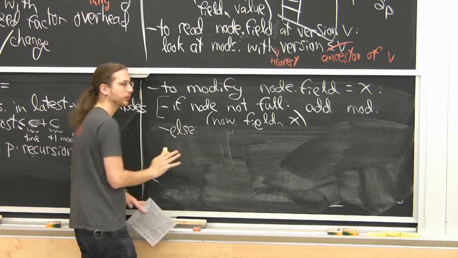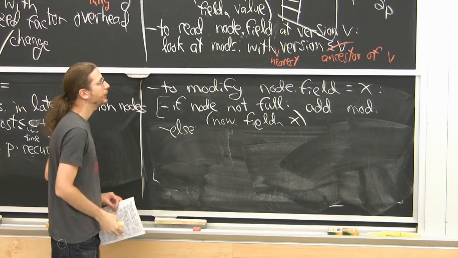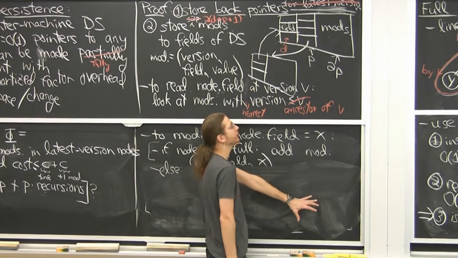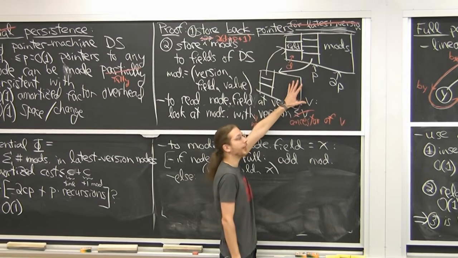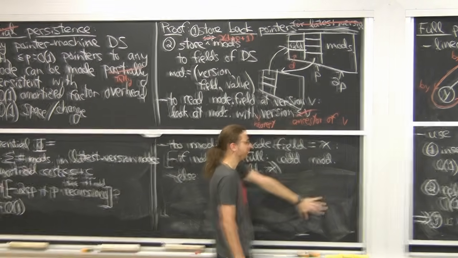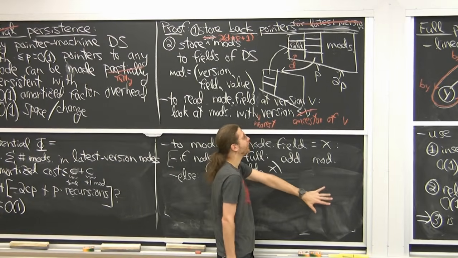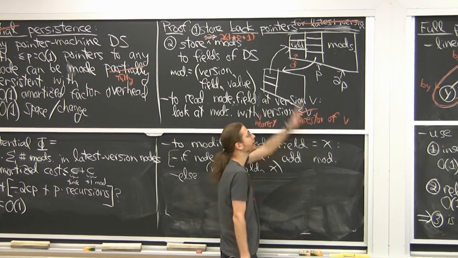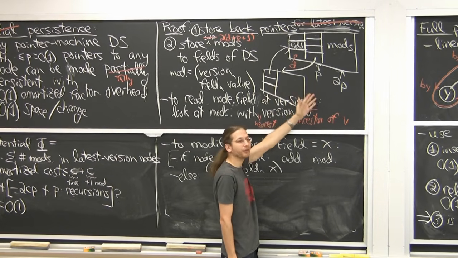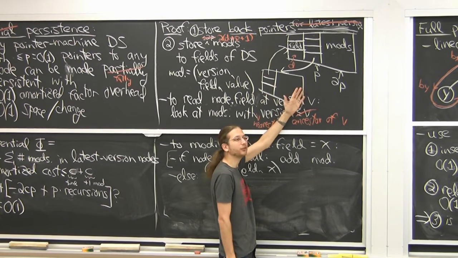Here we have to do something completely different. Why? Because if we just make a new version of this node that has empty mods, this one's still full, and I can keep modifying the same version. This new node that I just erased represents some new version. But if I keep modifying an old version, which I can do in full persistence, this node keeps being full, and I keep paying potentially huge cost.